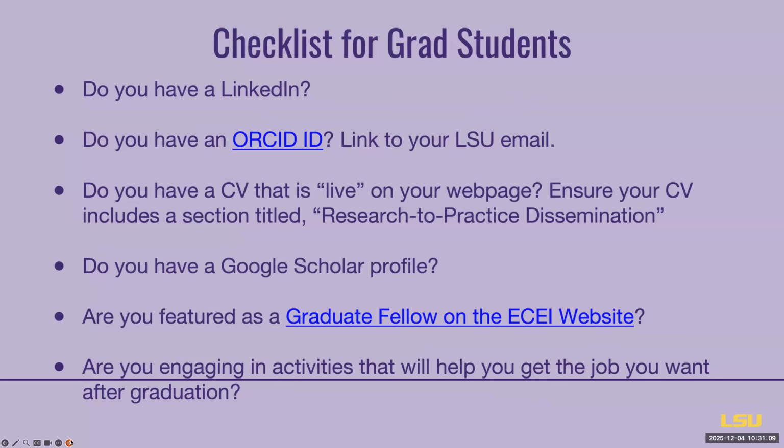Here are a few professional readiness questions to keep in mind as you begin this process. Do you have a LinkedIn profile? Do you have an ORCID ID connected to your LSU email? Is your CV live and updated on your website? Do you have a Google Scholar profile? Are you featured as a graduate fellow on the ECEI website? And most importantly, are you actively building the scholarly identity that aligns with the career that you want?